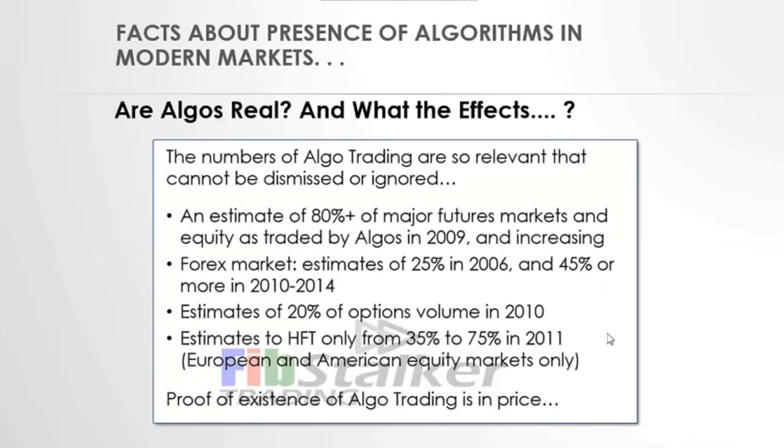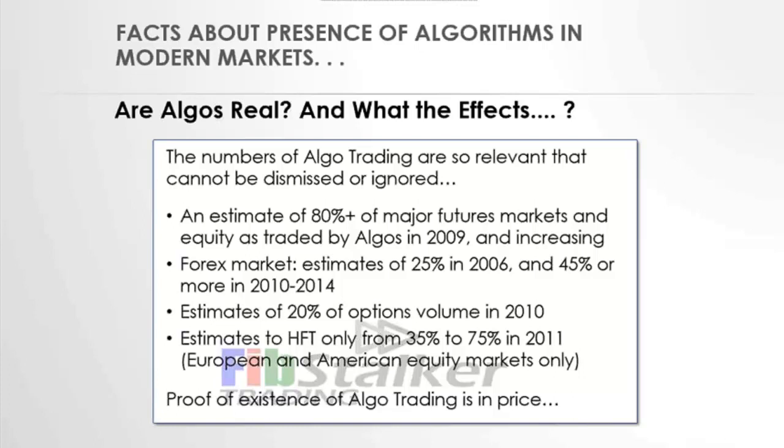More than 80% of major futures market and equity were traded by algorithms in 2009. Imagine now, after 8 years, forex markets: 25% in 2006, more than 50% in 2015, and in 2017 that volume continues increasing. And this is not high frequency trading.